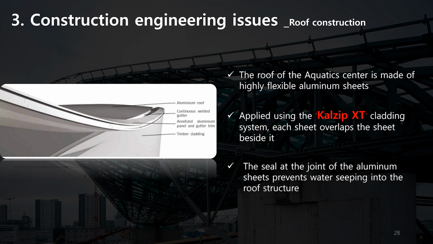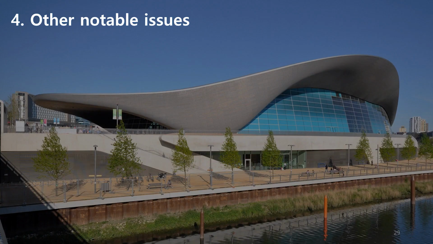The surface of the roof is mainly made of flexible aluminum sheets. They applied the Collective XT cladding system to make a smooth and stable aluminum cladding. This cladding system overlaps each sheet, sealing the space beside the sheets.